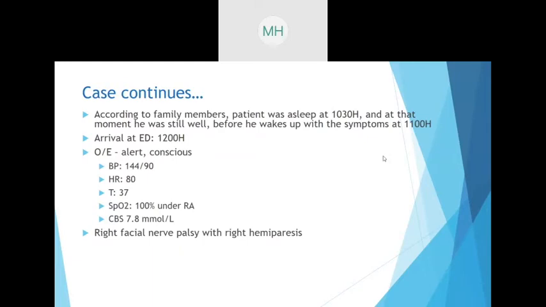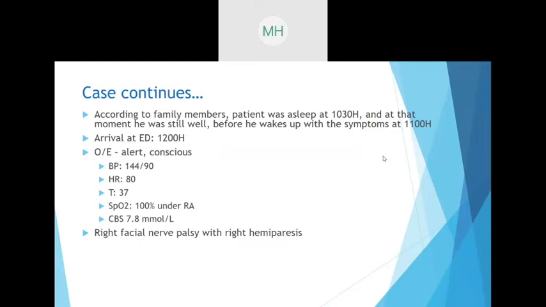So, further history from the family members: the patient was asleep at around 10:30 a.m. and was well before that, and then he woke up at around 11 a.m. with neurological symptoms. They arrived at ED around 12 p.m. On arrival, the patient was alert and conscious, blood pressure 144/90, heart rate 80, afebrile, SpO2 100% under room air, CBS 7.8 millimole per liter. He has right facial nerve palsy with right hemiparesis.